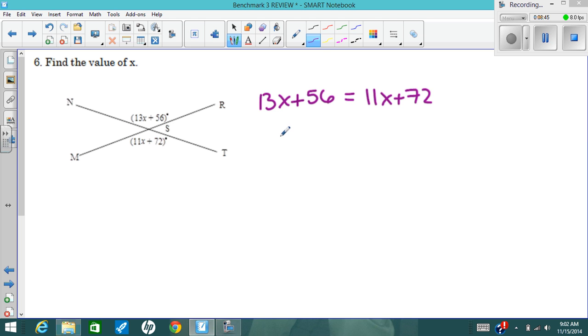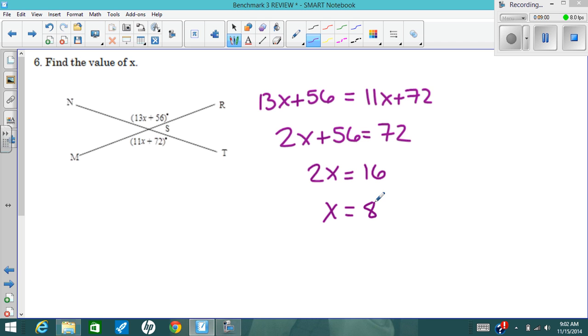So I can subtract 11x from both sides. Subtract 56 from both sides. Divide both sides by 2, and I get x is 8.